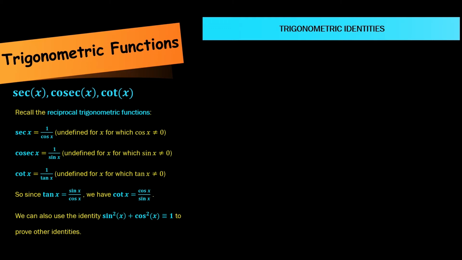We can also use the identity sin² plus cos² is identical to 1 to prove other identities. We're going to do this in the first example. Pause the video and have a go. Press play when you're ready to view the solutions.